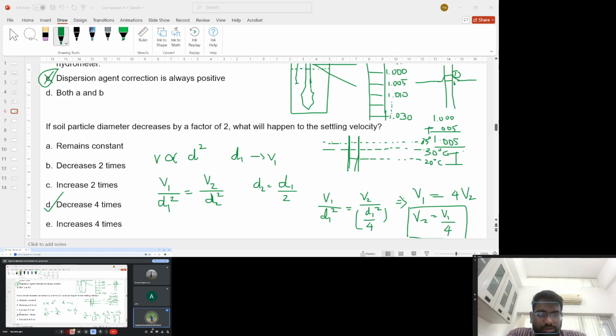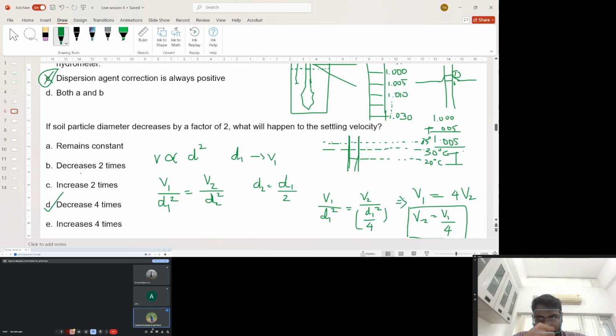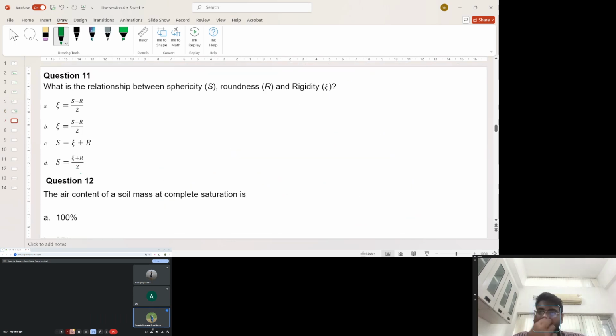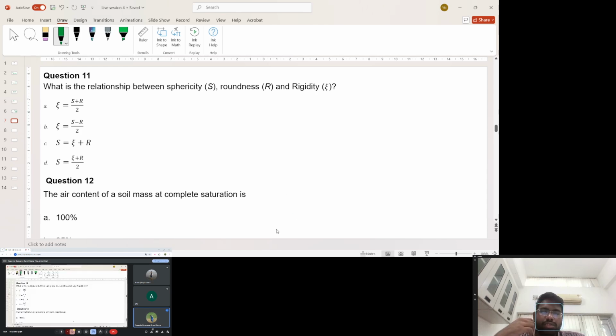So we will move to the next question. What is the relationship between sphericity, roundness, and rigidity? Any guesses?